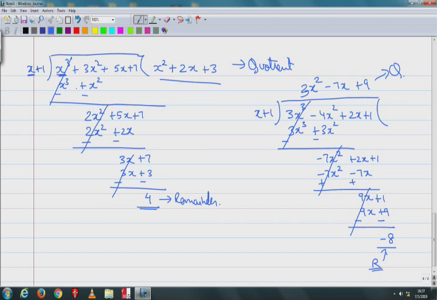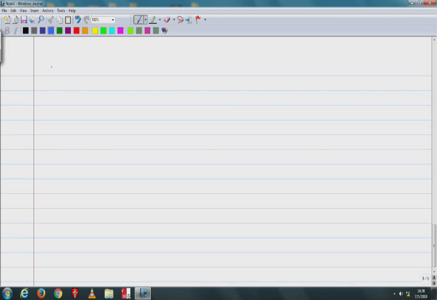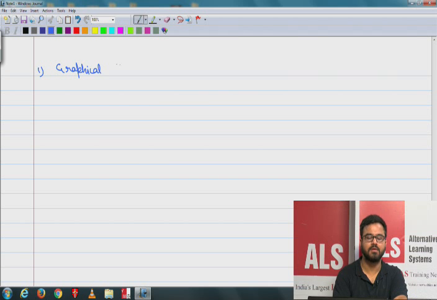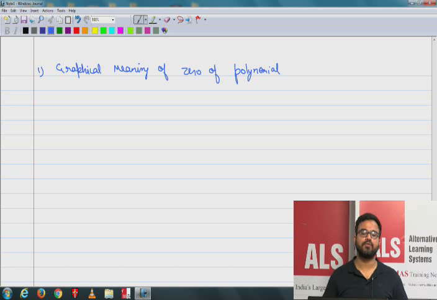Okay. So now this was the concept. Till now we have covered only the 9th class. This was the things which you have covered in the 9th class. Now let us start with the 10th class topic. So in the 10th class, the first topic is the graphical meaning of zero of a polynomial. Like in the 9th class, you have found the zero of the polynomial by the algebraic method. Now in the 10th class, we have to understand what we mean by the zero of the polynomial graphically.